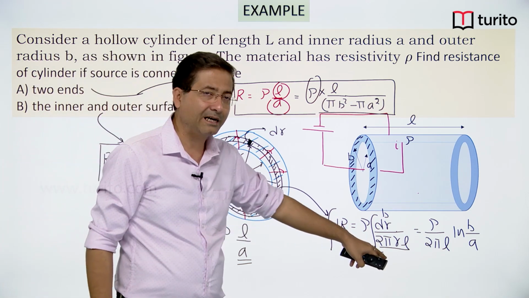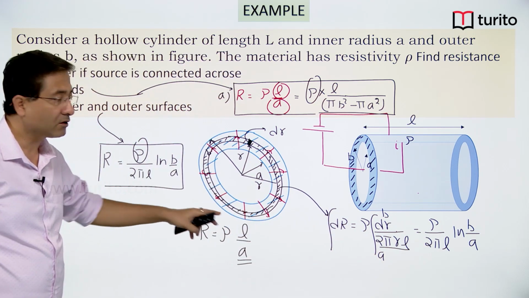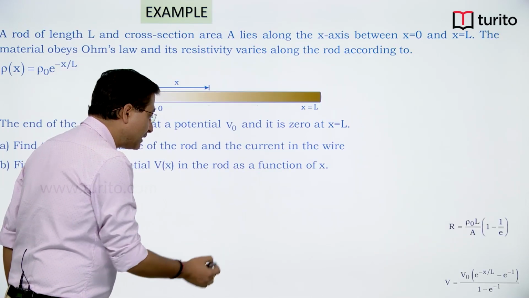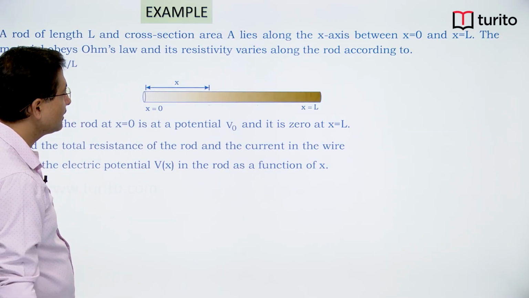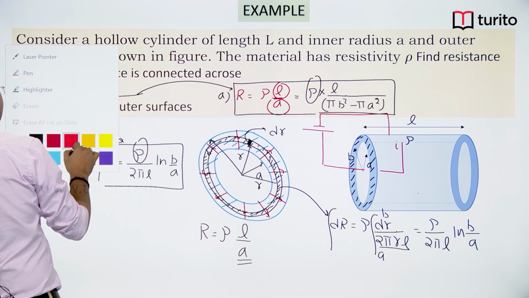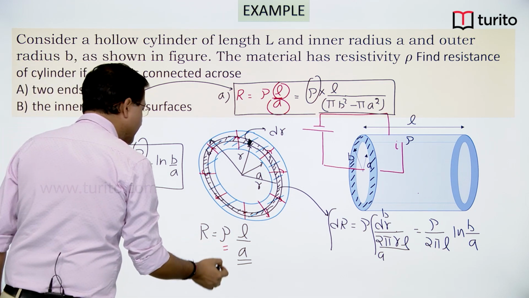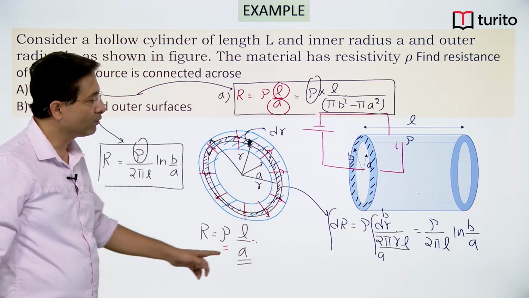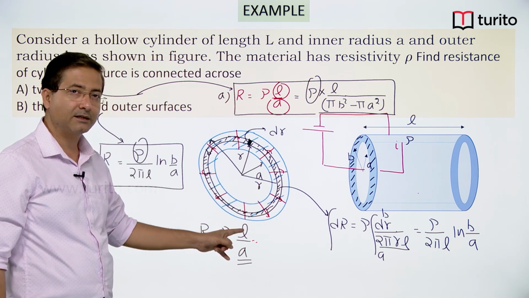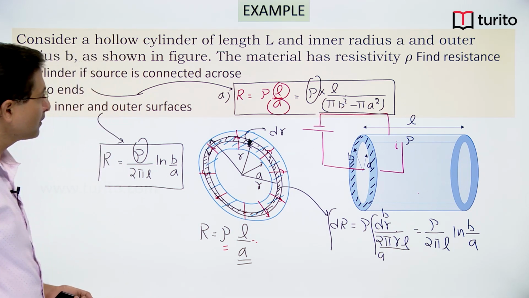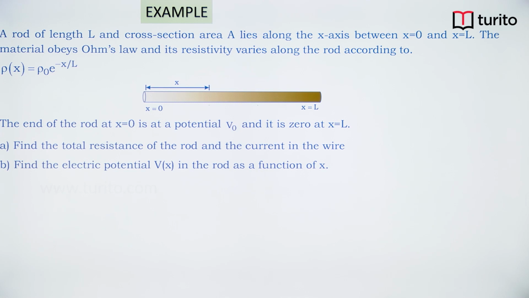So one complication can be area as a function of distance, and another complication will be resistivity as a function of distance. So maximum two complications can be there. One we have already seen, area as a function of distance, and the second one is resistivity as a function of distance. Let us see. Let us take one more example so that the whole concept is clear.